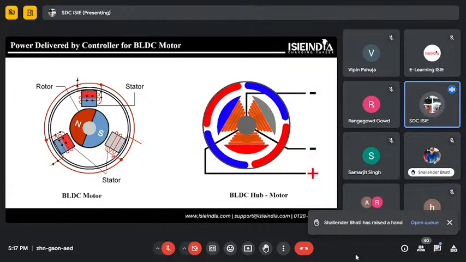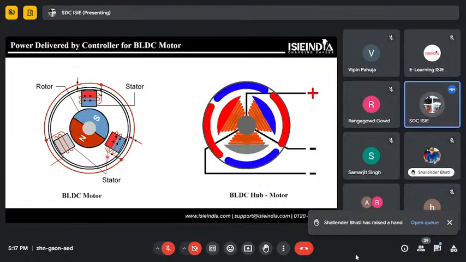First of all, both of these are BLDC motors. From the architecture you can understand which is the center type motor and which is the hub motor, right? From the internal architecture you can see this is the rotor position and this is the stator part. So it's a mid runner motor, a center type BLDC motor. In the other motor, the center part is the stator and the external part is the rotor, so we call it a hub motor system.